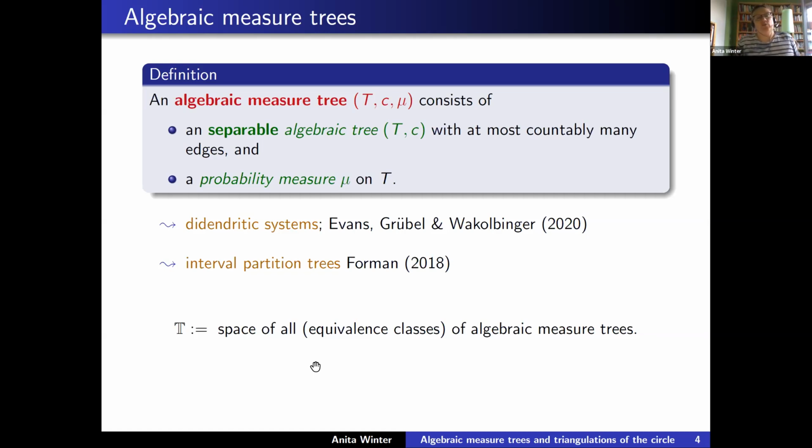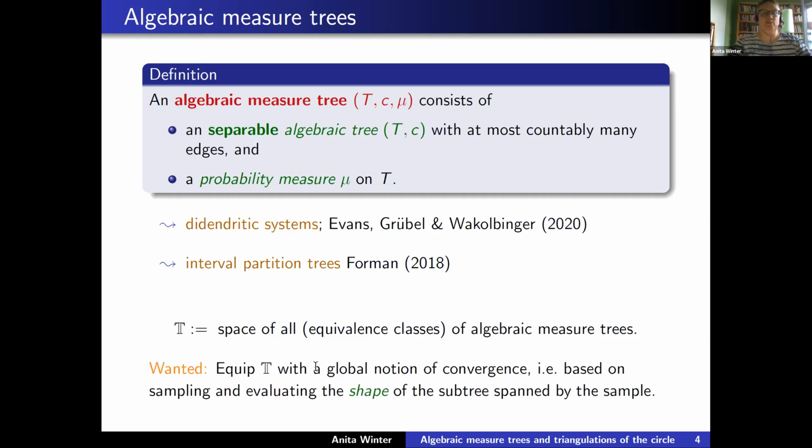In what follows, I would like to collect in T the space of all equivalence classes of algebraic measure trees. And the question I want to answer in this video is, can we equip T with a global notion of convergence? What does it mean? Global basically means you want to study the structure of a finite number of typical points obtained by sampling, and you evaluate the structure, in our particular case here today, by evaluating the shape of the subtree spanned by my sample. For that, I need to explain to you what is the shape.